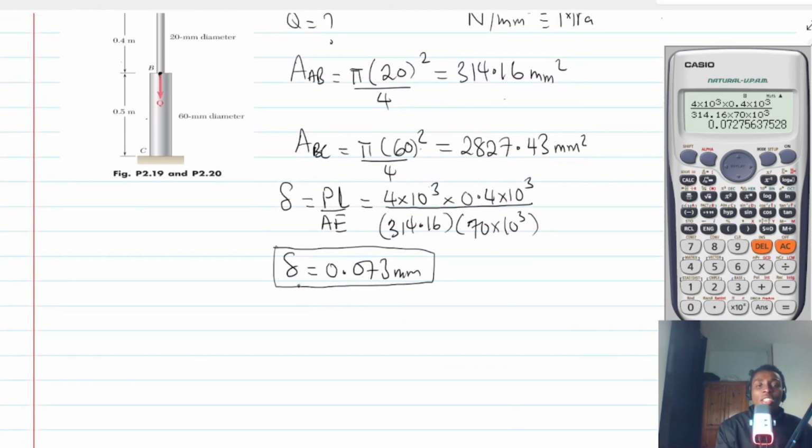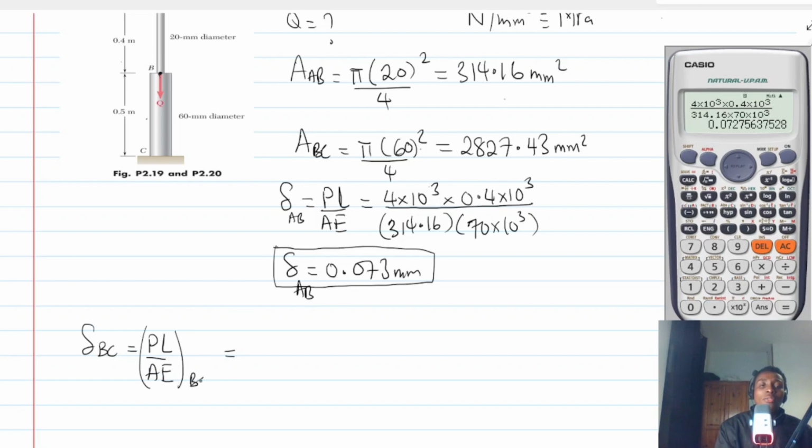We've been able to find the deflection in AB. Let's try to find the deflection in BC. So now the deflection in BC will be, okay, this one is AB. For the deflection in BC, it's going to be the load PL over AE. But the P here, everything has to do with BC.